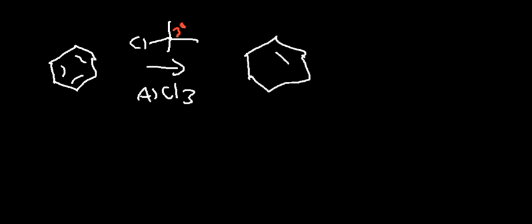Now, you can also add a tert-butyl chloride. Because the chlorine is on a tertiary carbon, it's not going to rearrange. So you can get tert-butylbenzene. But now let's talk about oxidation of benzene rings.